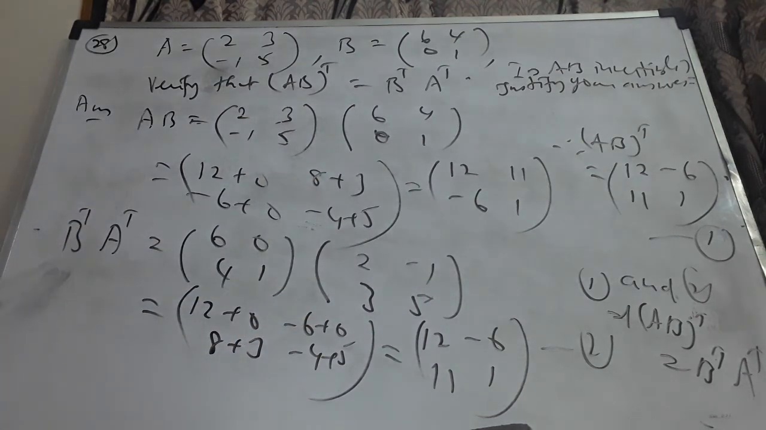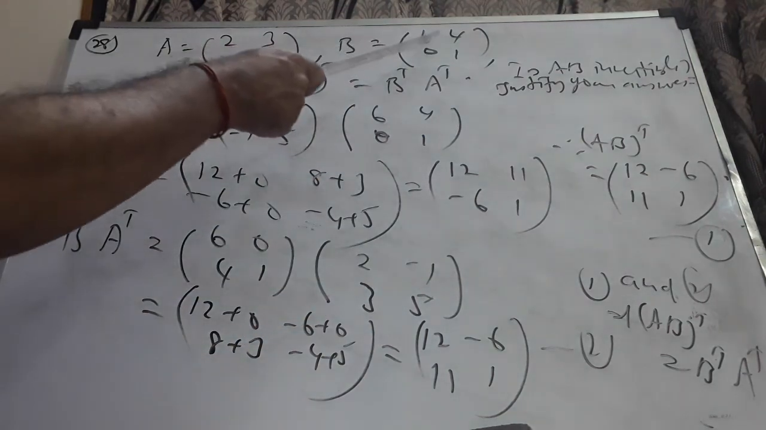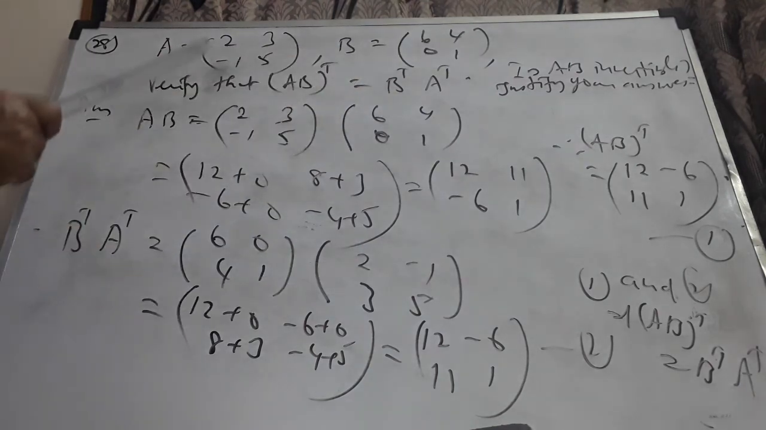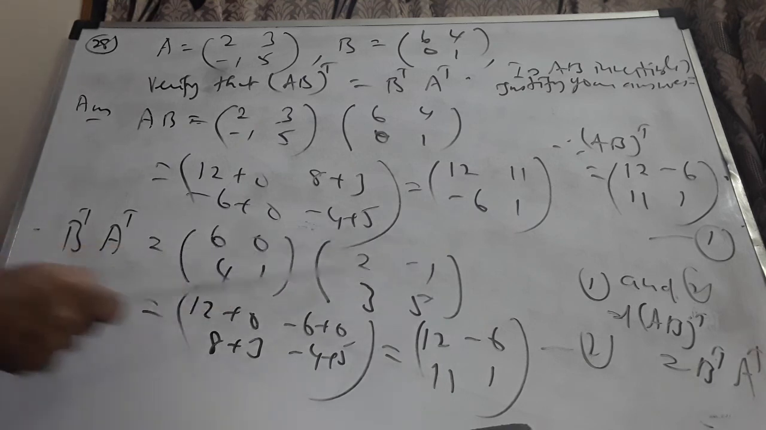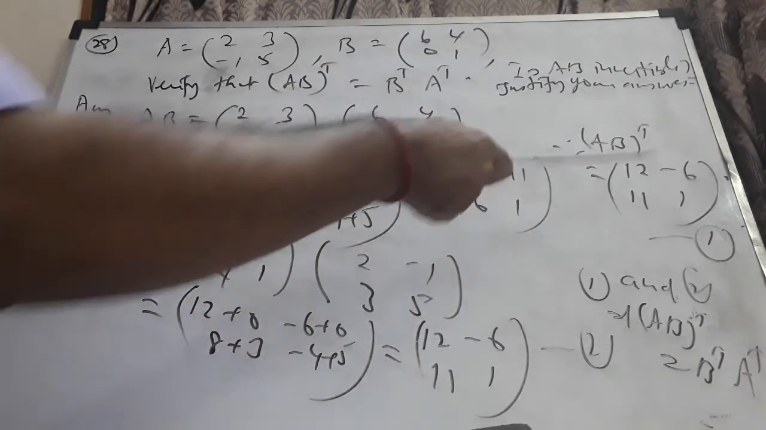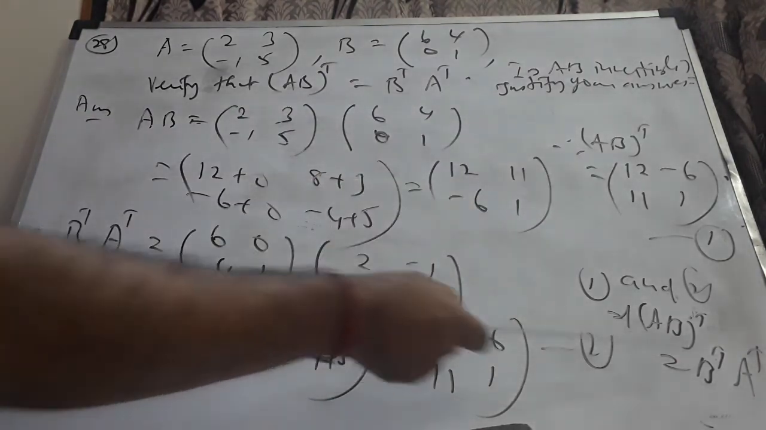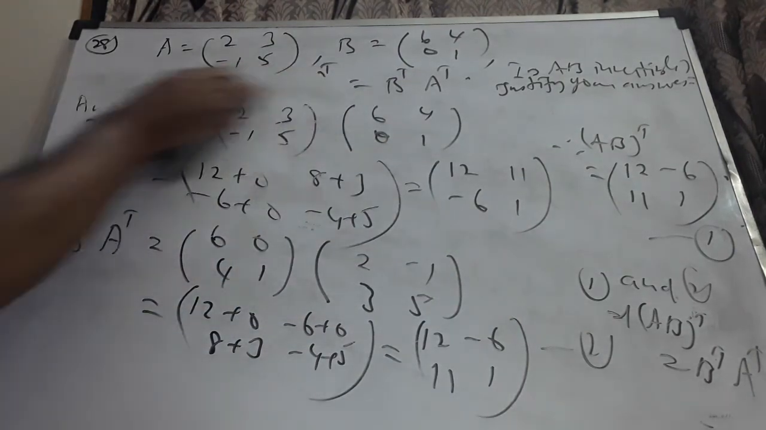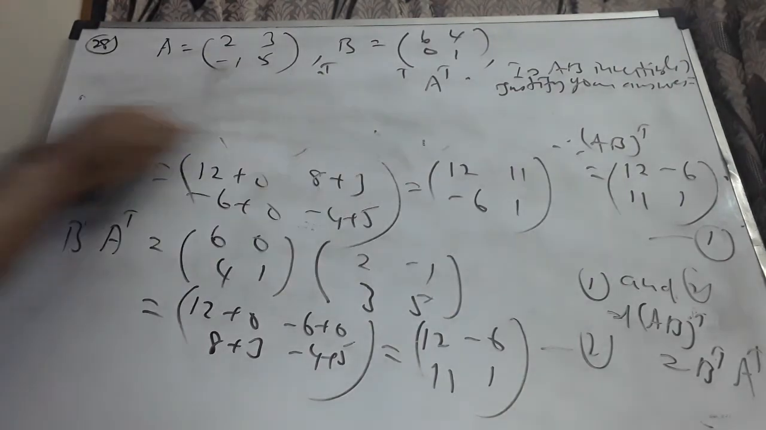Think about B transpose A transpose. Transpose means row becomes column, column becomes row. 6, 0, 4, 1 times 2 minus 1, 3, 5 gives 12 plus 0, then minus 6 plus 0, then 8 plus 3, and minus 4 plus 5. That is 12 minus 6, 11, 1. I get the same thing. So 1 and 2 imply that AB whole transpose equals B transpose A transpose. That is not enough. One more question is added here.